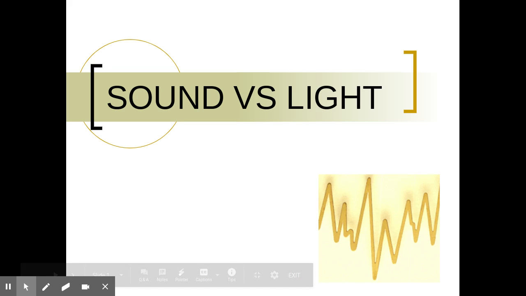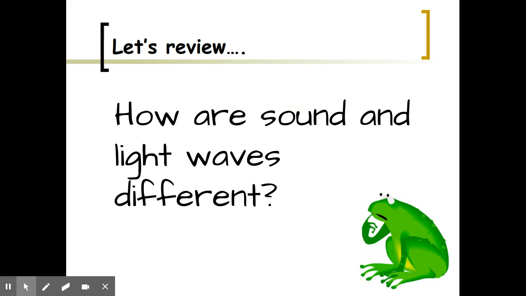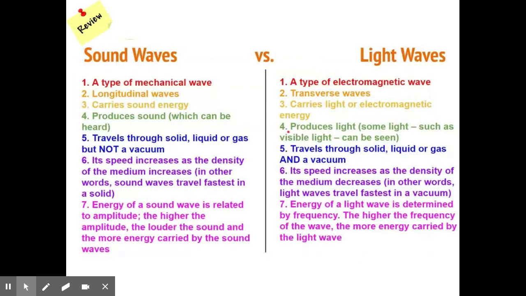Hi guys, today I want to talk about the difference between sound and light waves. So sound waves are a type of mechanical waves or matter waves. They are longitudinal waves. Obviously, they carry sound energy and they produce sound.